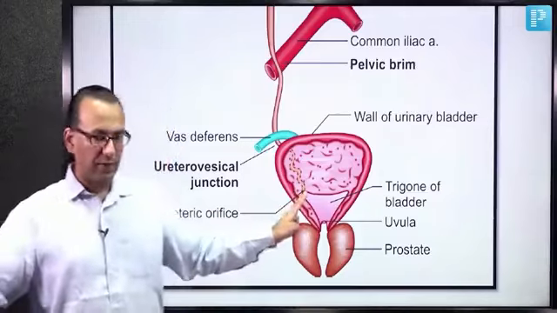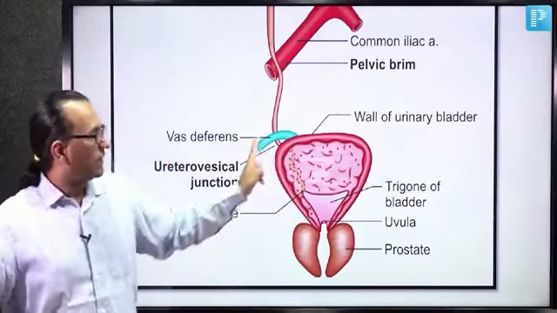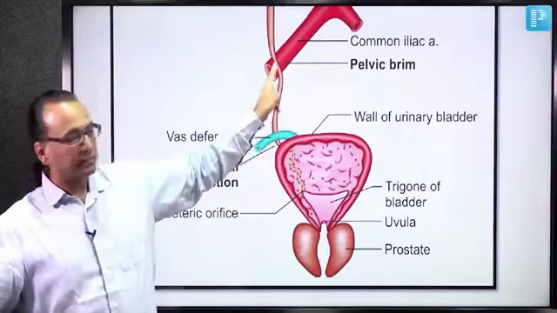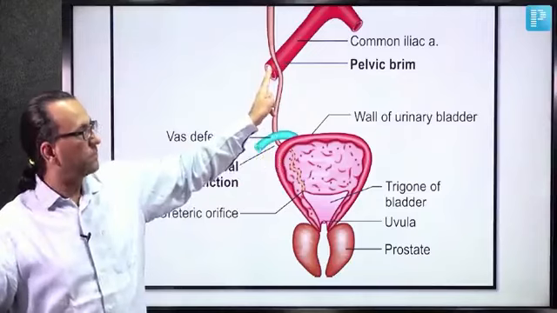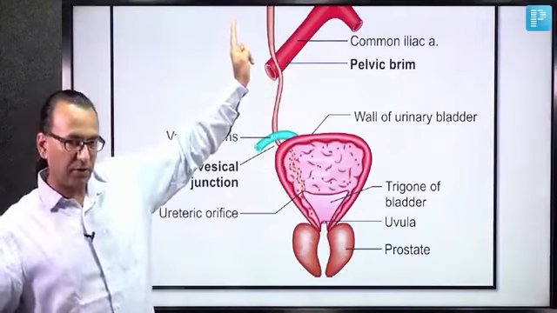So there are 5 narrowings in total. One is the trigonal opening, one is the ureterovesical junction, one is where it is crossed by the ductus deferens or the round ligament of the uterus, and one is when it is crossing the pelvic brim in front of the common iliac artery bifurcation, and the very first was the pelvic ureteric junction.